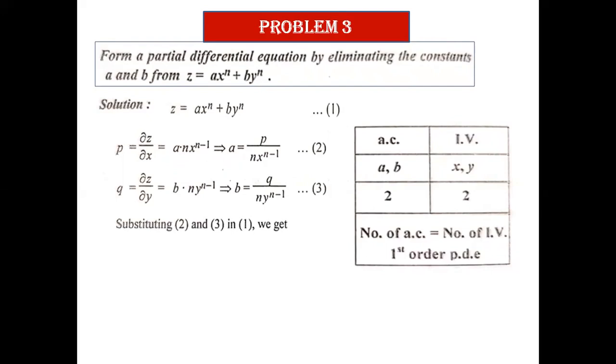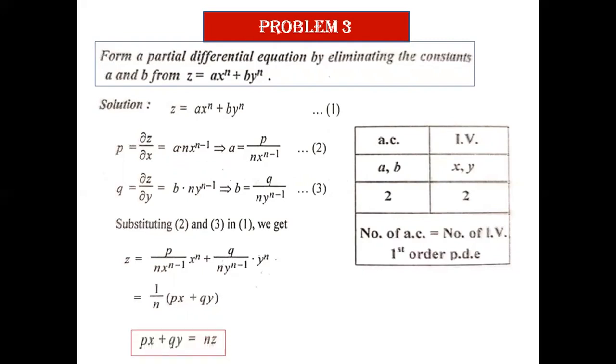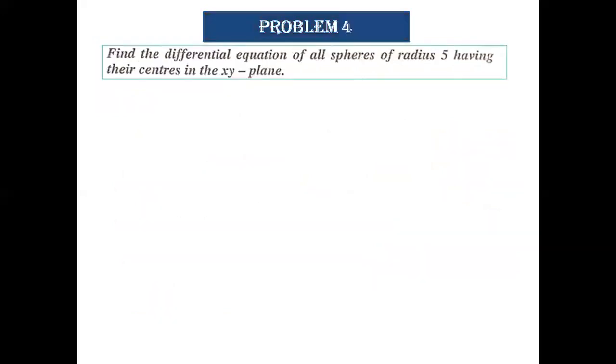Substituting the values of 2 and 3 in 1, we get z is equal to p into x power n by n into x power n minus 1, plus q into y power n by n into y power n minus 1. In both terms, 1 by n is common. So p into x plus q into y. So we can easily simplify that z is equal to 1 by n into (px plus qy). Then we can easily simplify that px plus qy equals nz.